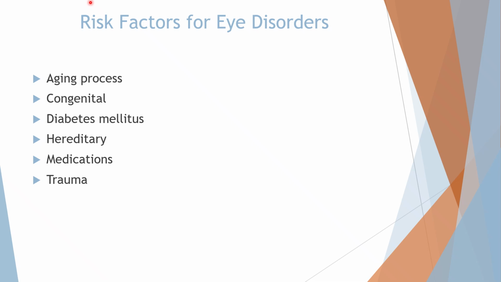Hereditary, if your mother or father had problems with vision early on, then you might be more prone to having issues. Medications, right? We just talked about your opioids or your benzos can cause pupillary changes. Trauma to the eye is a risk factor for developing eye disorders later on. Okay. And I want to go back to the aging process here.